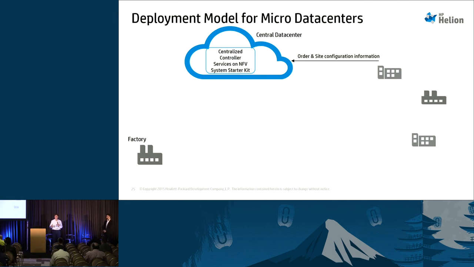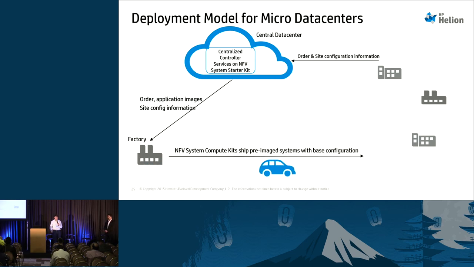So you get the information on what is required for the micro data center. Is it going to be storage heavy? Is it going to be networking heavy? Is it going to be compute heavy? Once you make the determination of what it's going to be, you place that single order, and based on the configurations you have in the starter kit, because your micro data center is an extension of your starter kit, the entire information goes into HP's factory, where the system is pre-built to match the specifications that you have.